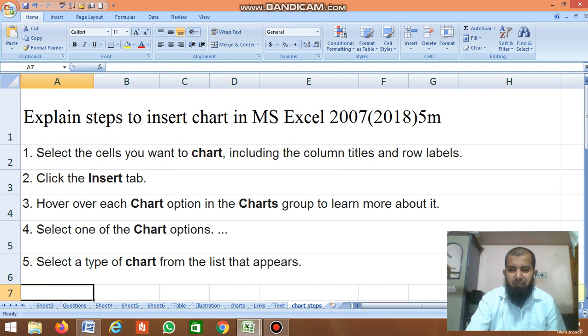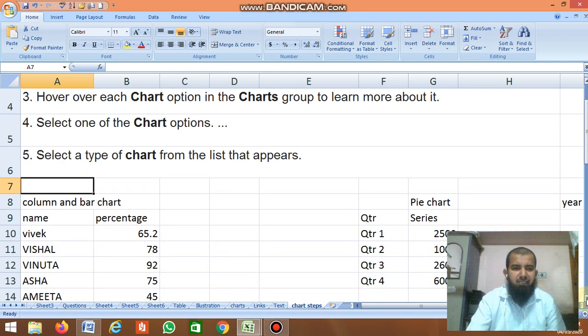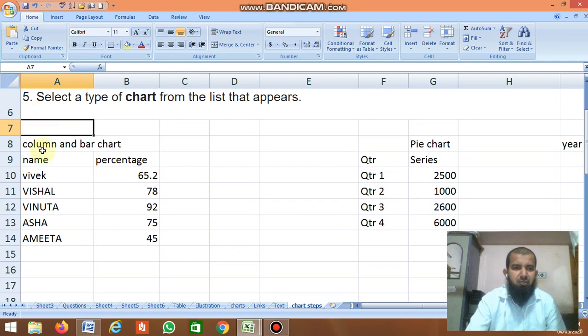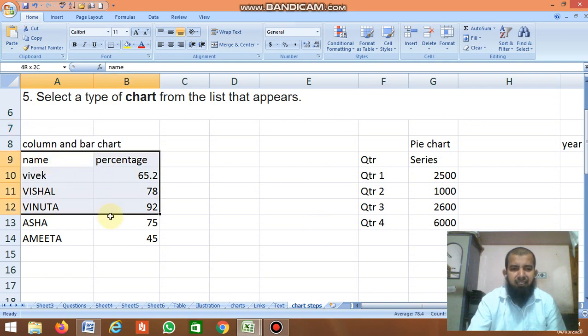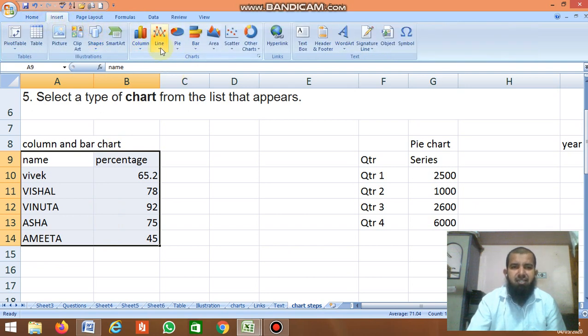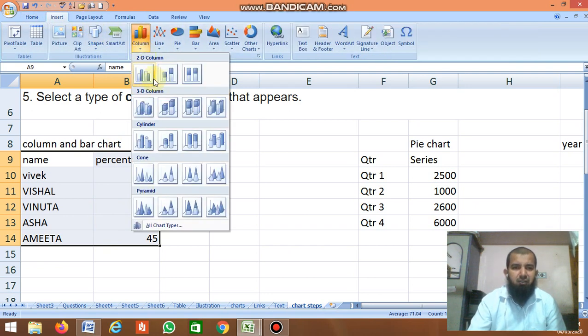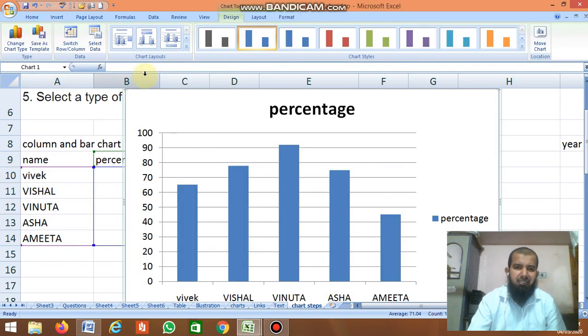For the first step, you have to select the data. For example, you want to draw a column chart. First select the data, then click on the Insert tab. Then click which chart you want, for example, column. In column, 2D and 3D, there are different types. Whichever you want, just click it, and it displays the column chart.